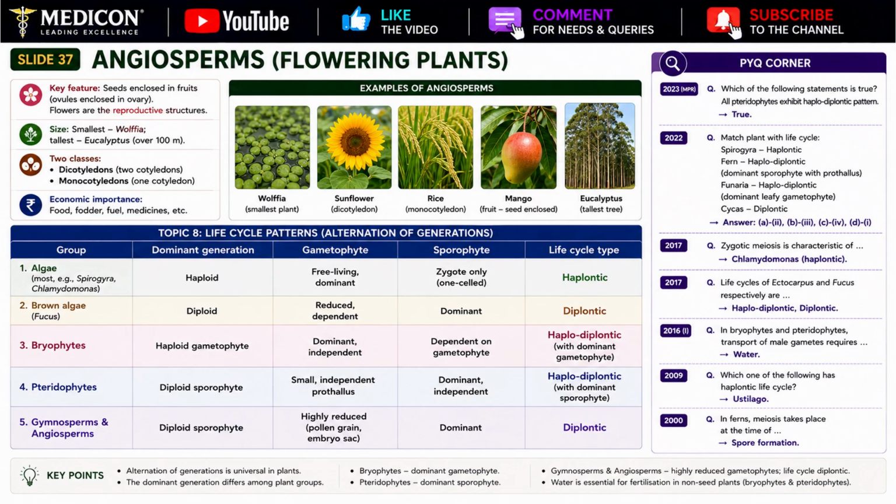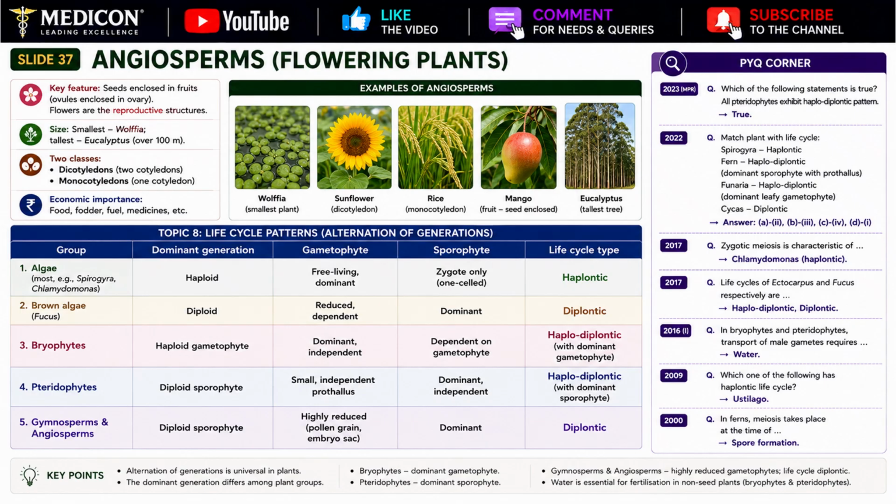Okay, algae, brown algae, bryophytes, pteridophytes, gymnosperms, and angiosperms. The dominant generation in algae is haploid. The dominant generation in brown algae is diploid, and in bryophytes it is the haploid gametophyte. The dominant generation in pteridophytes is the diploid sporophyte, and in gymnosperms and angiosperms it is also the diploid sporophyte. The gametophyte is free living and dominant in algae, reduced and dependent in brown algae, dominant and independent in bryophytes, a small independent prothallus in pteridophytes, and a highly reduced pollen grain and embryo sac in gymnosperms and angiosperms.